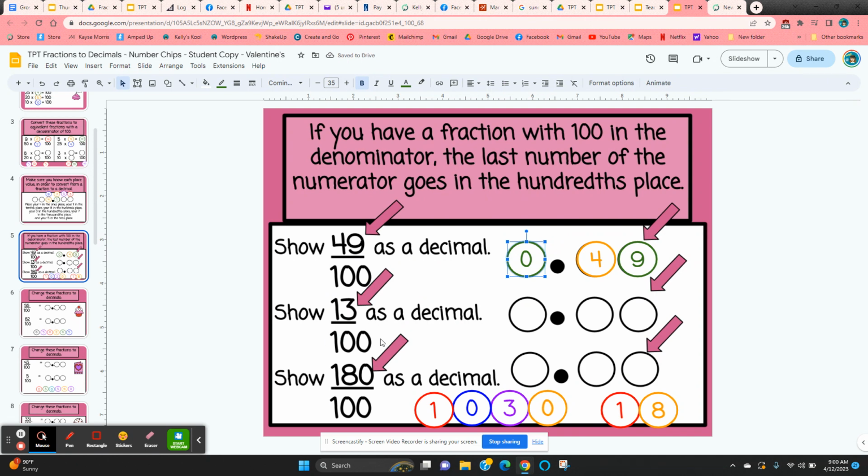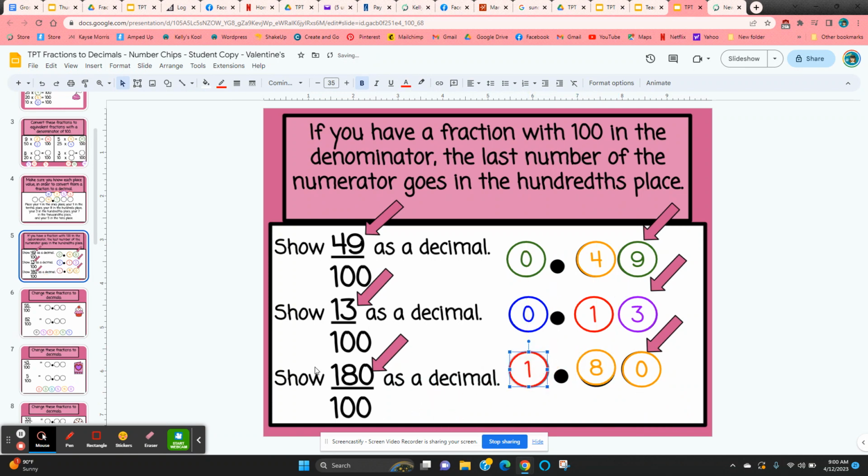So this one, again, 100 is in the denominator, so that means this number on the far right of the numerator, the 3, will be in the hundredths place. And so on. And for a fraction greater than 1, again, that 0 will go in the hundredths place, and then all of the other numbers just fall into line. So they can see that this fraction's greater than 1, our decimal will be greater than 1 also.